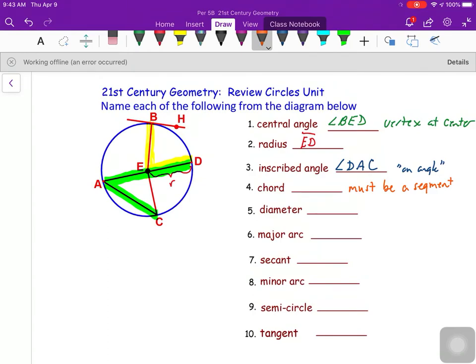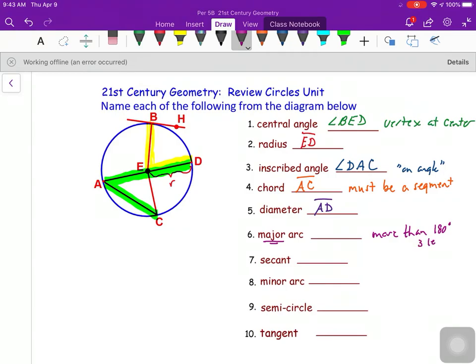A chord. Now a chord must be a segment. So we have to use a segment symbol. And it has to have both of its endpoints on the circle. So AC would be a chord. Segment AC. A diameter. A diameter is a segment or a distance. It has to go all the way across a circle through the center. So if we look up here, it would be AD, and we'll name it as a segment, AD.